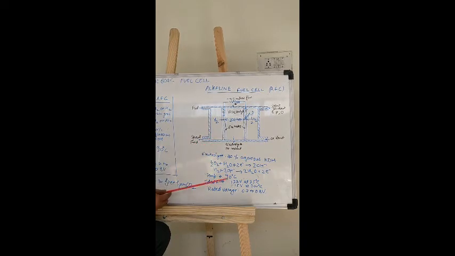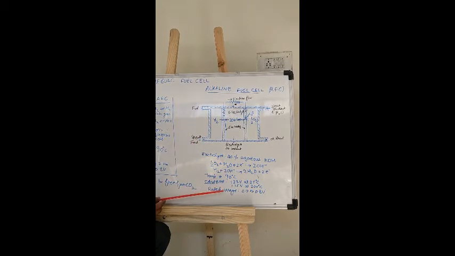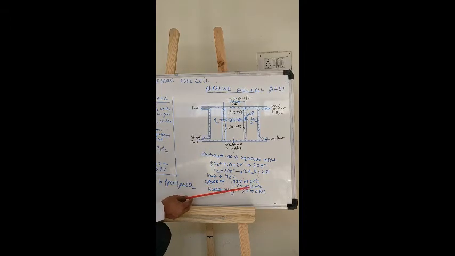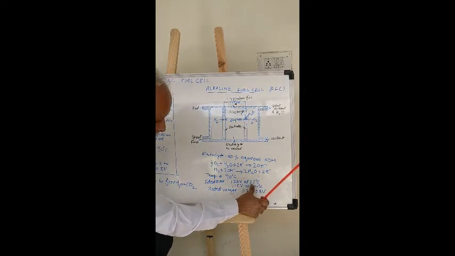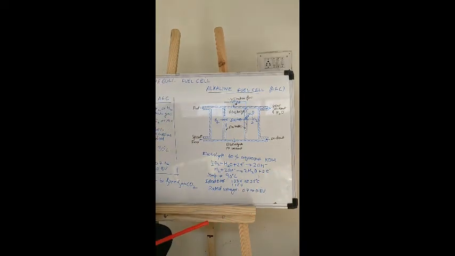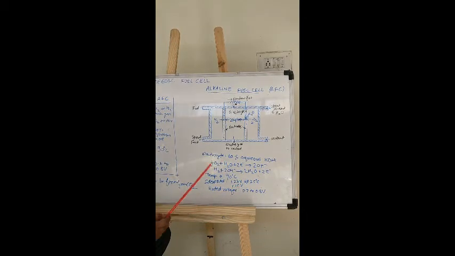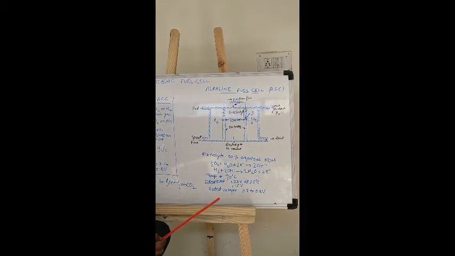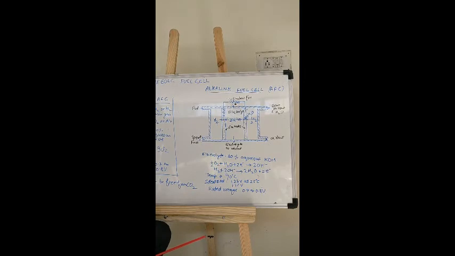If we consider the EMF generated during the alkaline fuel cell, it is similar to phosphoric acid fuel cell, which is written here. Ideal EMF is 1.23 volt at 25 degrees centigrade, and since this fuel cell works up to 90 degrees centigrade, it could be up to 1.5 volt. Rated voltage, actual rated voltage obtained is 0.7 to 0.8 volt. So this is about the operation of alkaline fuel cell.